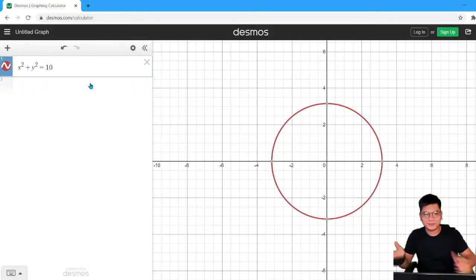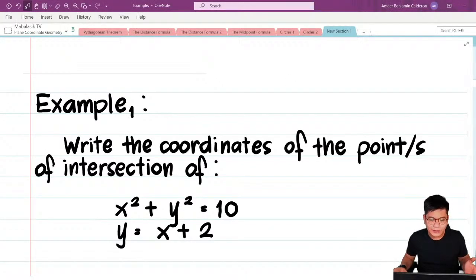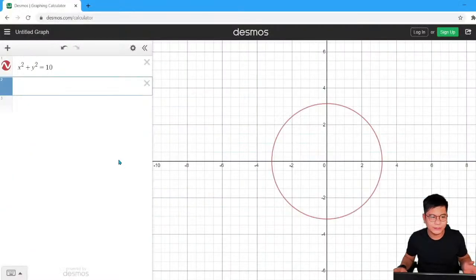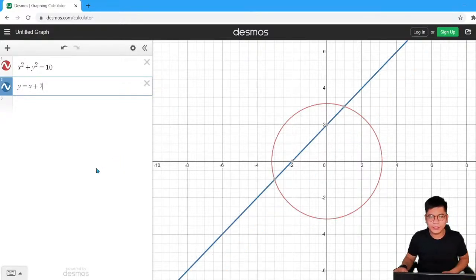As you can see, there is our circle now. Now, let us graph the line. We have y is equal to x plus 2. And there you go. But we are after the intersection, the points of intersection.